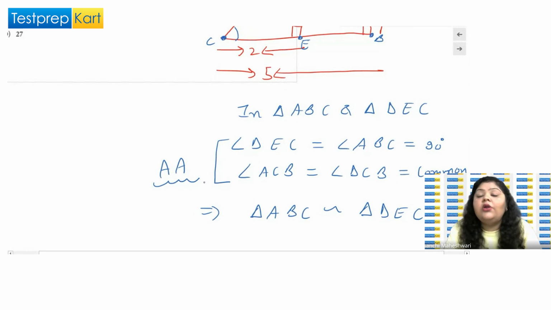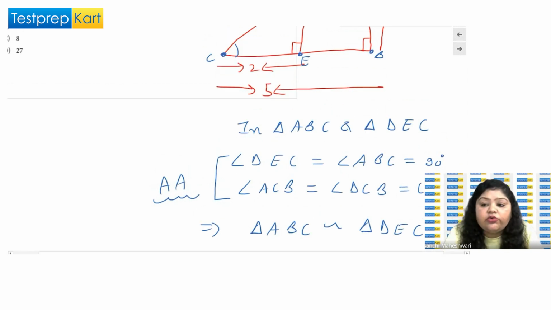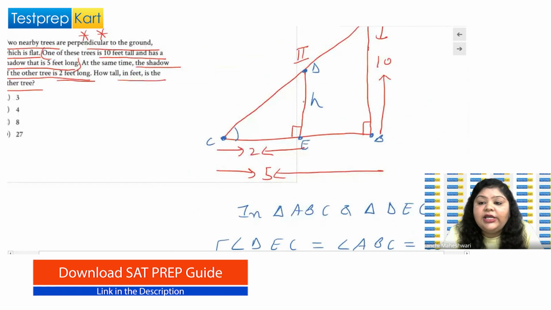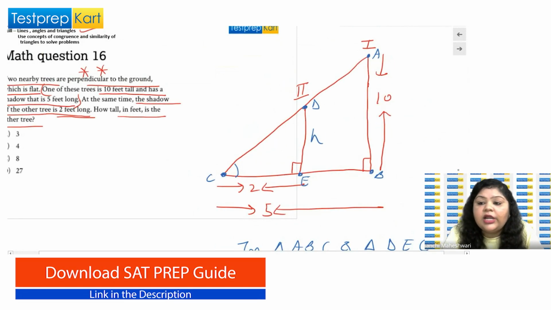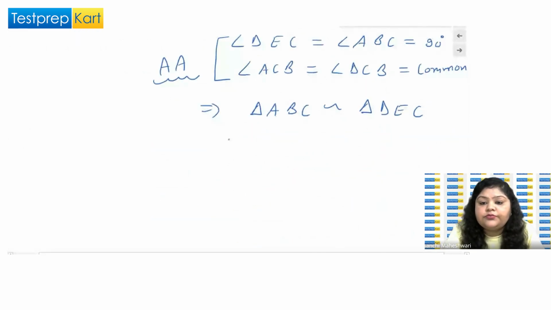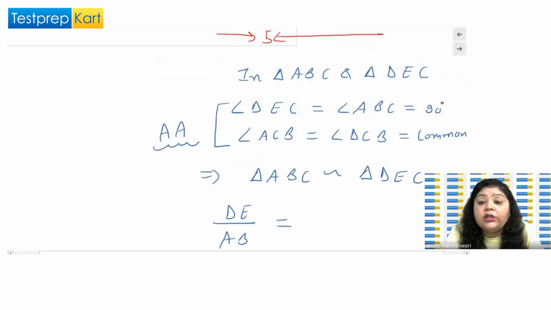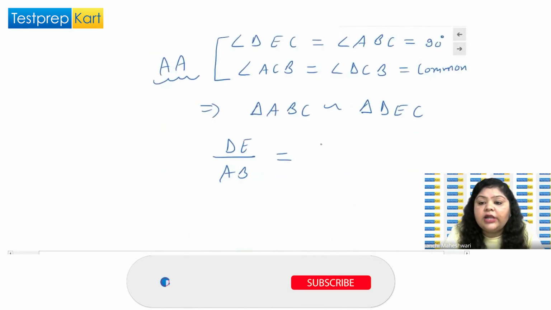Now if two triangles are similar, the ratio of their corresponding sides would also be the same. Are you getting my point? So can I say the side DE and the side AB of these two triangles are corresponding? That means DE over AB, let me just write down, is equivalent to the ratio of the corresponding sides, that means CE over BC only.